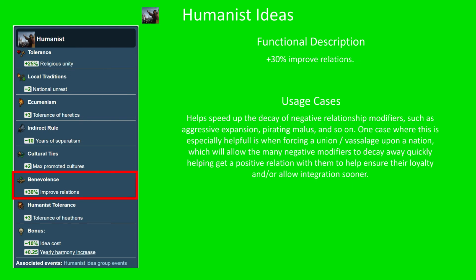Benevolence, what does it do? +30% improve relations. How do you use this effectively? Well, it helps speed up the decay of negative relationship modifiers, such as aggressive expansion, pirating malice, and so on.